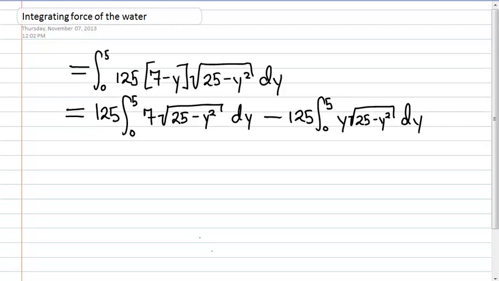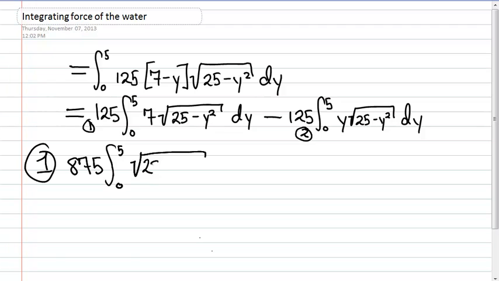To make this simpler, I'm going to evaluate both integrals separately. So let's call this integral 1 and this one 2. Starting with 1, we're going to have 875 on the outside when we bring out the 7. Integral with bounds 0 to 5 times the square root of 25 minus y squared dy.